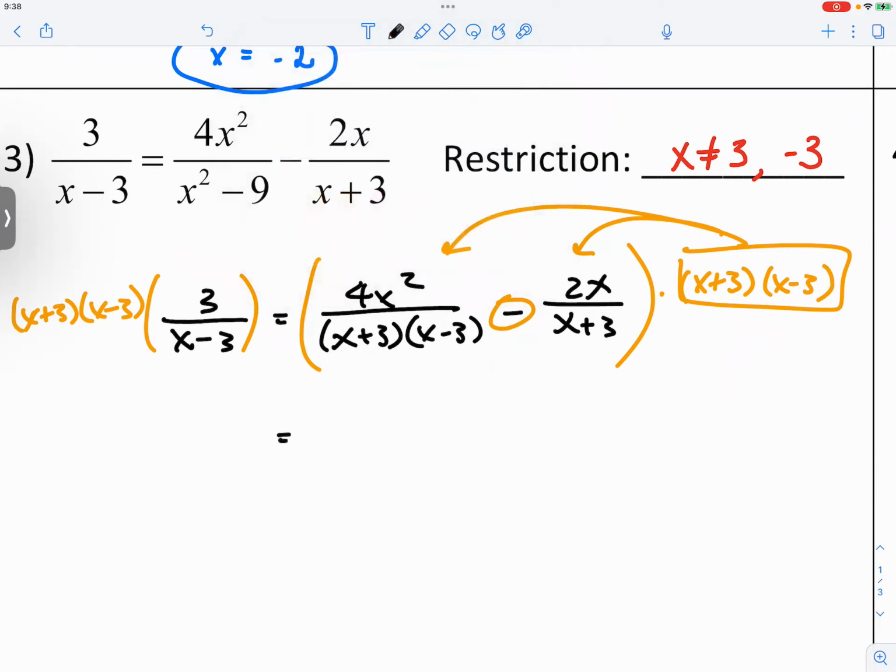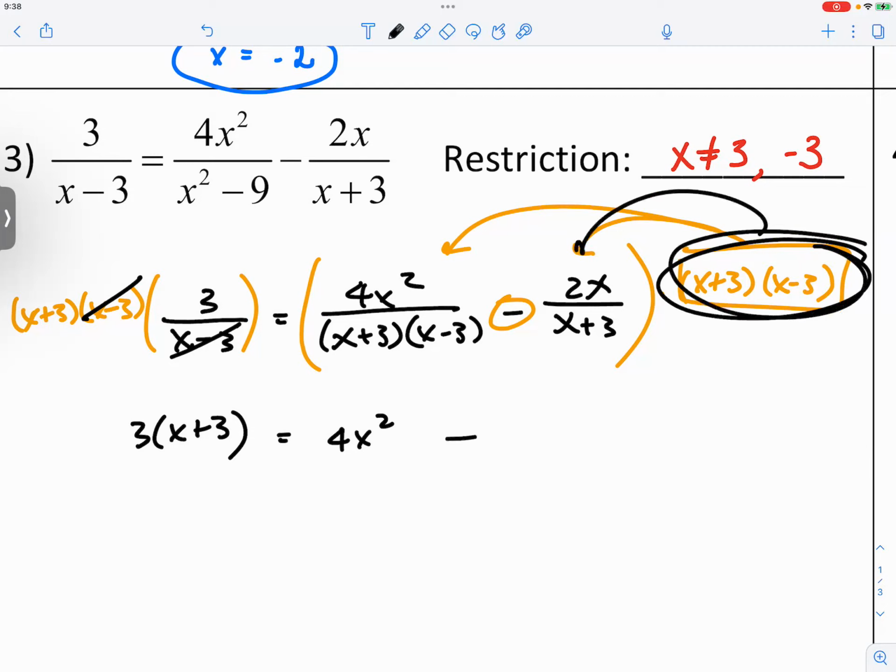Now, just a reminder that you will distribute because of the minus. So on the left, you can see that the x minus 3 will get canceled out. So you would have just 3 times x plus 3 left. On the right, when this is being distributed to the first fraction on the right-hand side, the denominator would be completely gone because of the cancellation. And then the same thing will get distributed to the second fraction. So you have 2x times x minus 3.